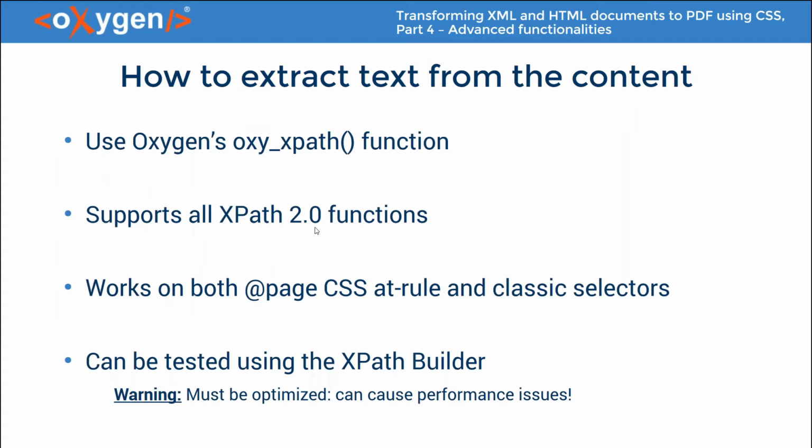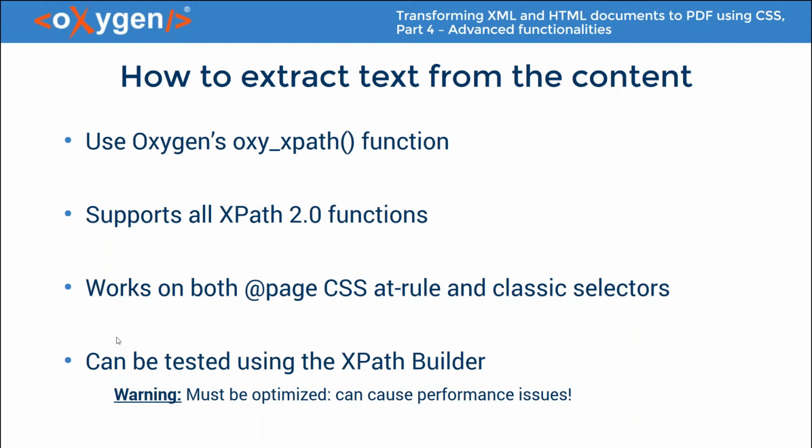I want to do some dynamic metadata, and I want to use a function that will extract pieces of text from my content and set it directly in my CSS properties. So for that, I will use a specific Oxygen function, which is called Oxy XPath. This specific function supports all the XPath 2.0 functions, and you can apply it either on at page rules, or you can set it on classic selectors, and in my example I will use only classic selectors.